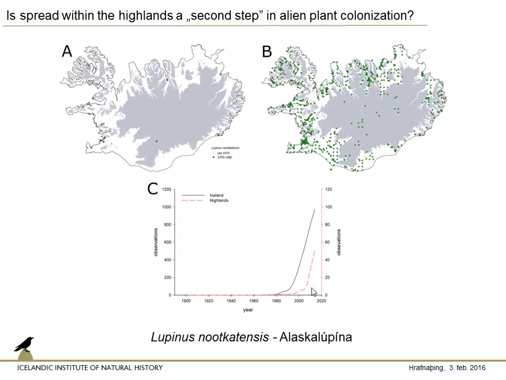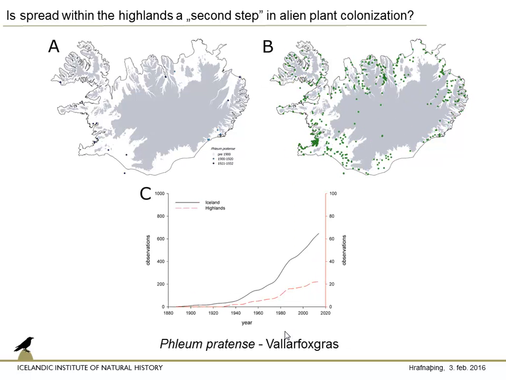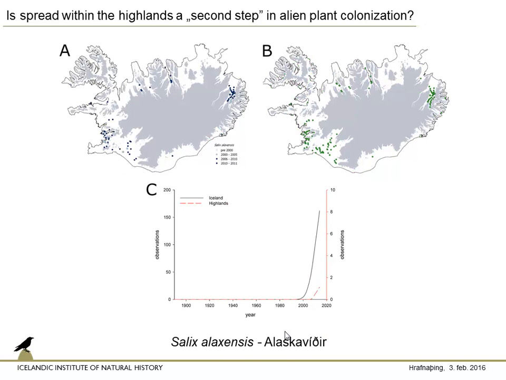Here, Lupinus nootkatensis, Alaska lupine. Again, we can see this delay, so it's starting to spread first in the lowland areas and then taking over also within the highland areas. And that's the same situation here for Phleum pratense. And Alaska vild, more or less the same situation. The question is just about this delay time. For some species is longer, for some species is shorter.